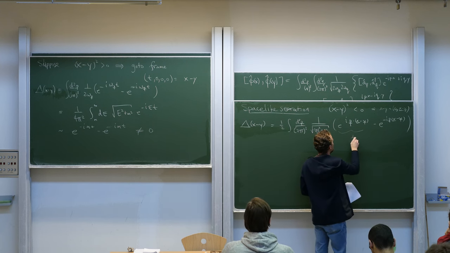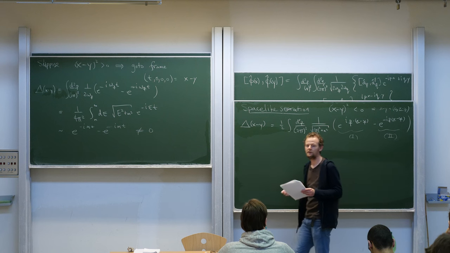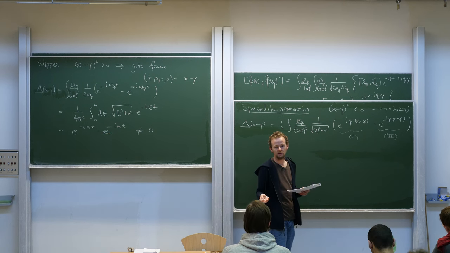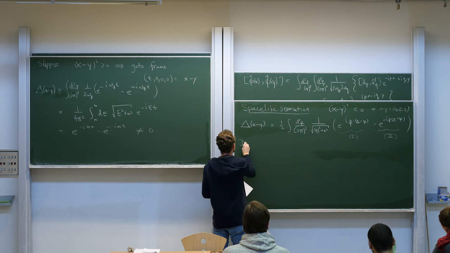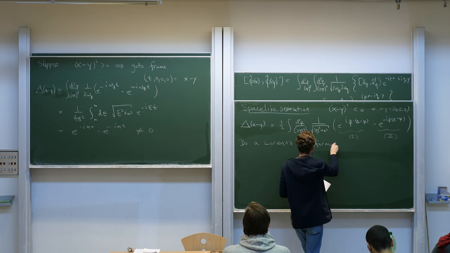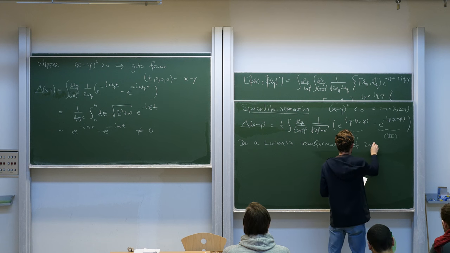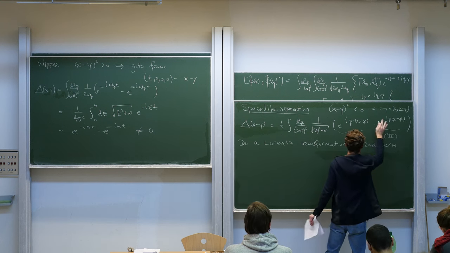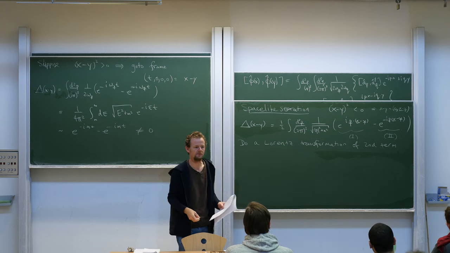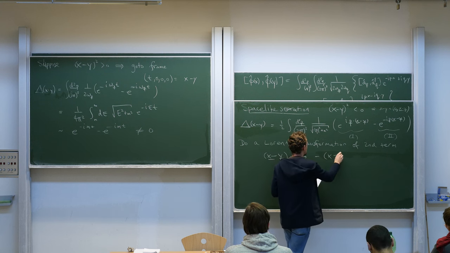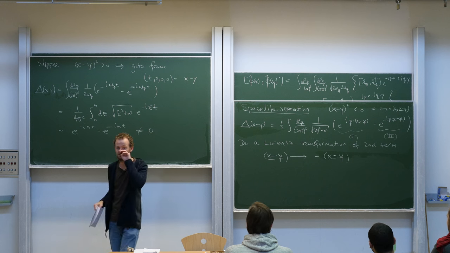So we'll call this first term here I, this one II. Now it turns out, because we can do a continuous Lorentz transformation that connects x minus y with minus x plus y. Sorry, both terms are Lorentz invariant. Forget what I said about it not being Lorentz invariant, the terms being Lorentz invariant, they're not manifestly Lorentz invariant. So we do a Lorentz transformation of the second term, which rotates this vector to its inverse. You can do that when vectors are space-like.